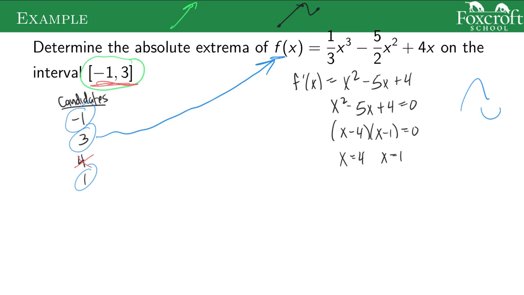So the first thing I'm going to do is plug in -1. It's going to be -1/3 minus 5/2 minus 4. And let's just make it go a little bit quicker. We'll use a calculator.